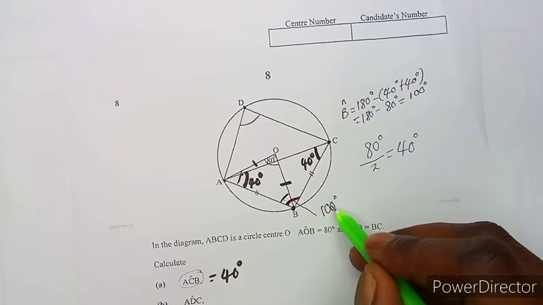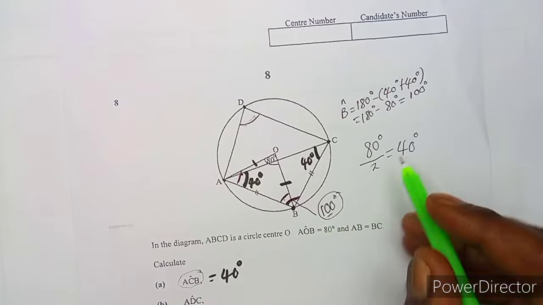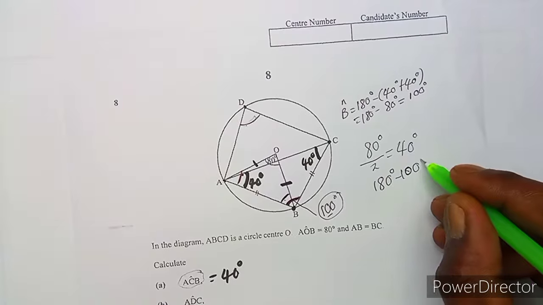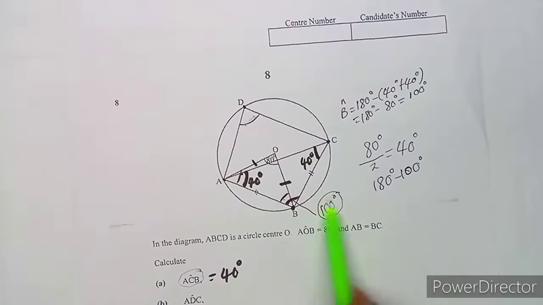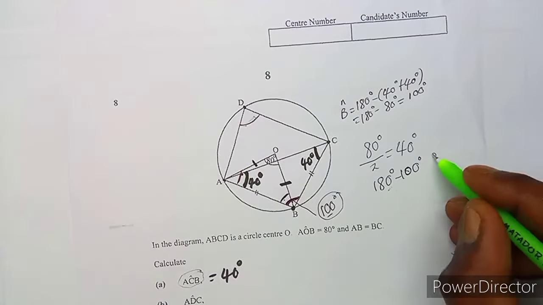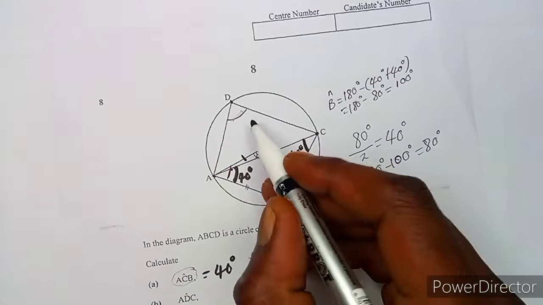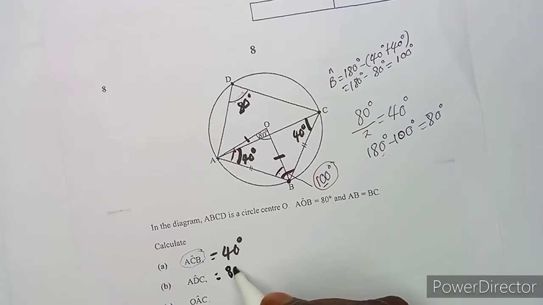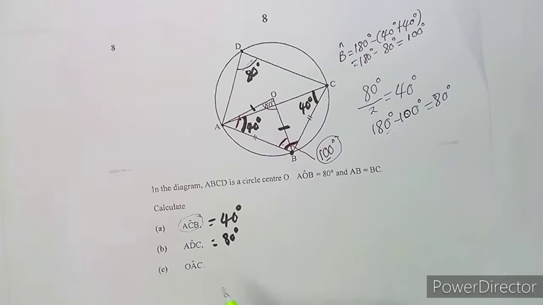So if this whole angle is 100 degrees, that means to find D, I'm just going to subtract this from 180 degrees, because opposite angles of a cyclic quad add up to 180 degrees. So this from 180 is going to give us the remainder, which is 80. So definitely this angle at D is going to be 80 degrees. All right, I hope it's clear, guys.